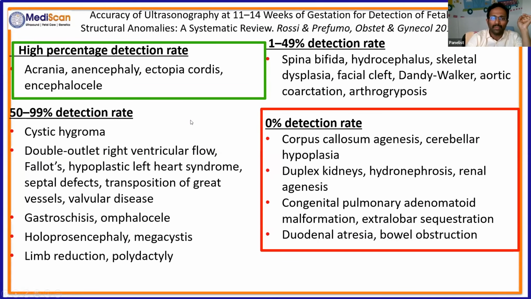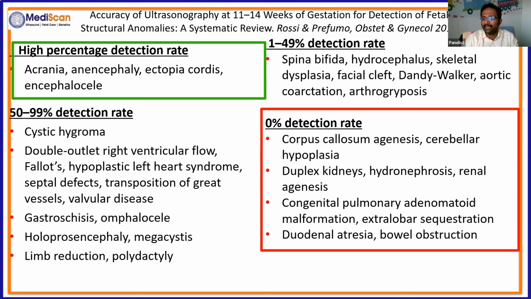So to conclude, this systematic review was published long back in 2013. It says there is a very high detection rate of the first 4 anomalies I showed you, and other anomalies like cardiac anomalies, abdominal wall defects, limb reduction defects have got a varying detection rate. Less detection rate is for spina bifida, Dandy-Walker malformation, arthrogryposis. But I should say arthrogryposis can be made out in most babies. However, the detection rate is not 100% because in many it can evolve.